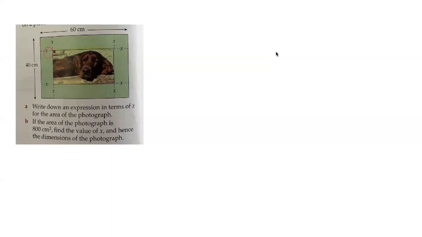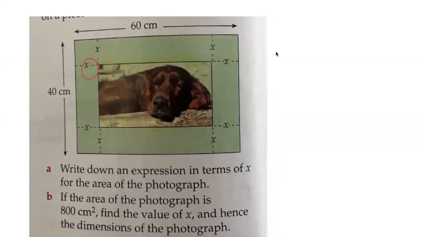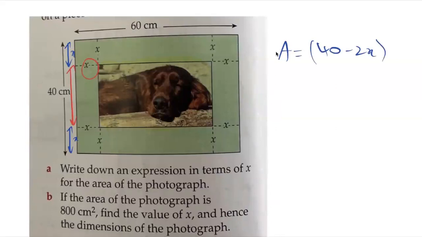So to work out the photograph, I'll just zoom in on that a little bit, and we're going to look carefully and see what I've got. We know that this is 40, but that 40 has x taken off it, and another x taken off it there. So if I want the height of the photograph, it's going to be 40 minus 2x. Okay, so that gives me what's left, which is this height there.